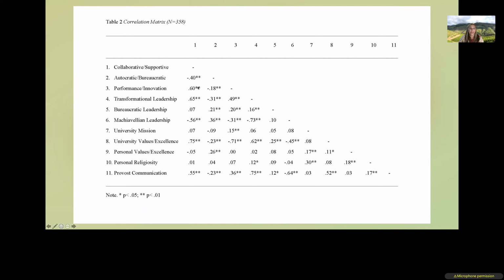Here's another one, this negative 4.0 here. It's not that strong, but it's still significant. It's a negative. The more autocratic or bureaucratic you are, guess what? The less collaborative or supportive you are. So that's how that works. So this is how we read this.